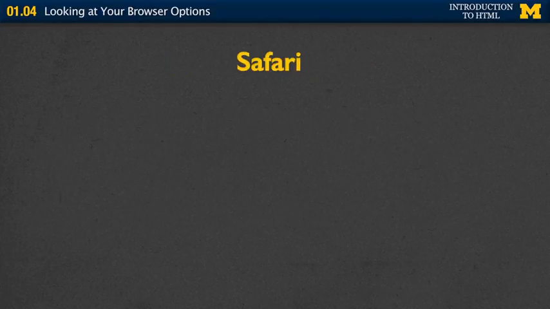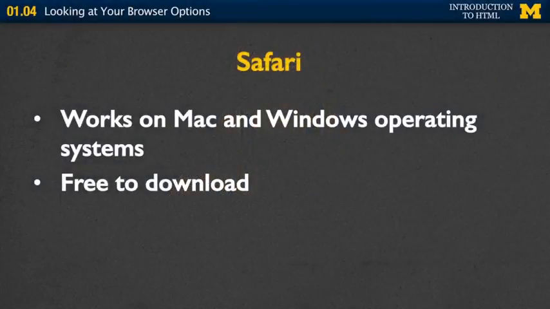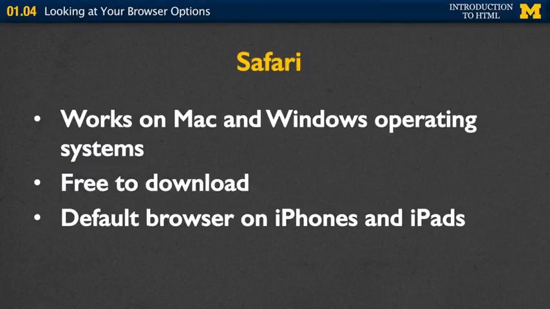The next one we're going to talk about is Safari. Now, Safari works on both Mac and Windows operating systems, so it doesn't matter what type of machine you're using, you can go ahead and download Safari and test or develop your code from there. It's free to download. It's also the default browser on both iPhones and iPads, so there's a really good chance that you have used Safari at some point and not really paid any attention to the fact that you were using it.